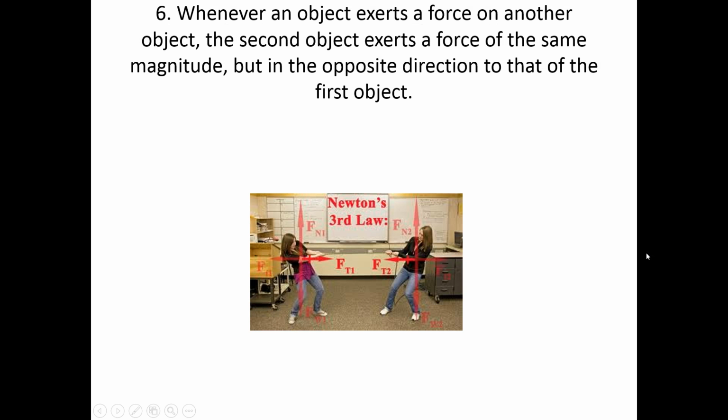For number 6, it says whenever an object exerts a force on another object, the second object exerts a force of the same magnitude but in the opposite direction on that object. And this one is always true. So that one's never false.